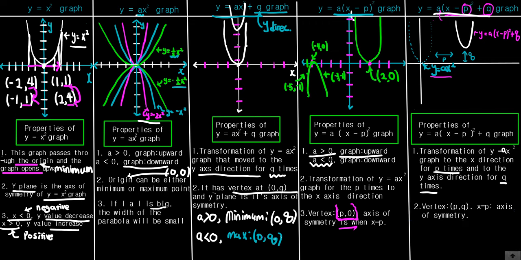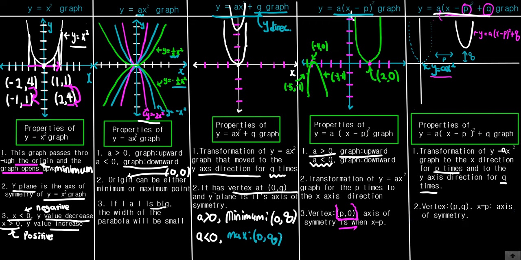The reason why it has a vertex at p comma q is because we know that the basic format of the graph is y is equal to ax squared, and the y is equal to x squared graph's minimum or maximum point, depending on the a value, is going to be the origin, as we have learned, which means it is 0, 0. The x value is 0 and the y value is also 0.